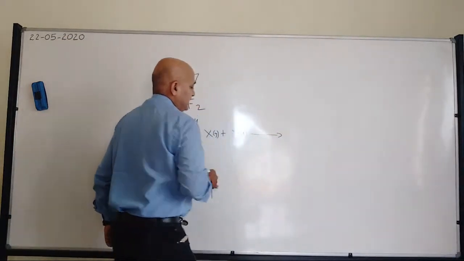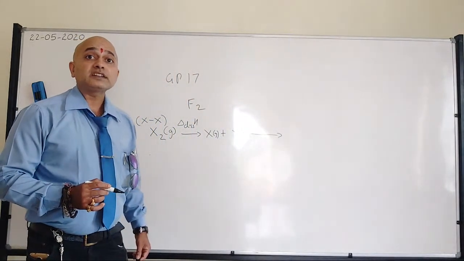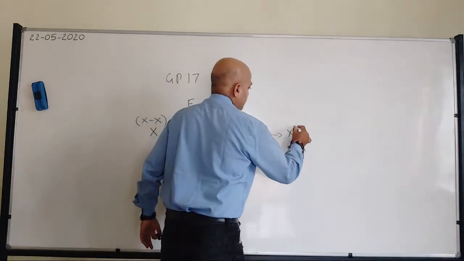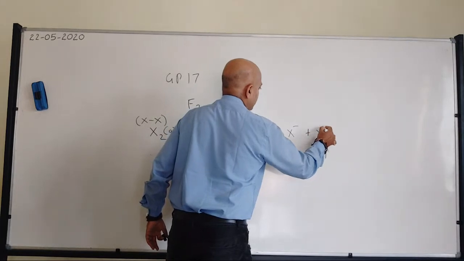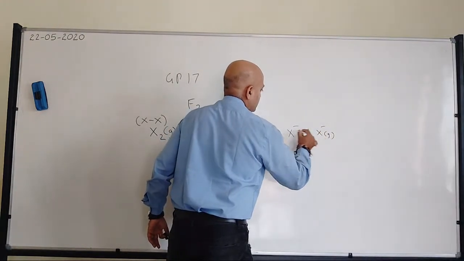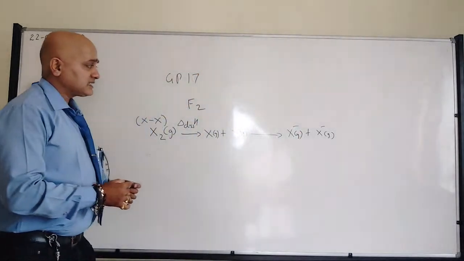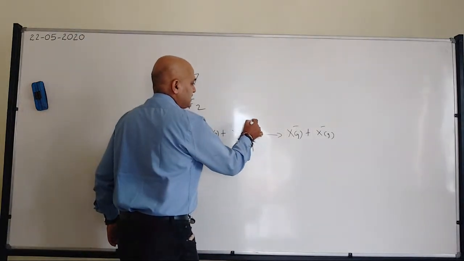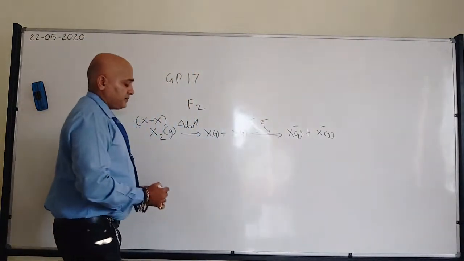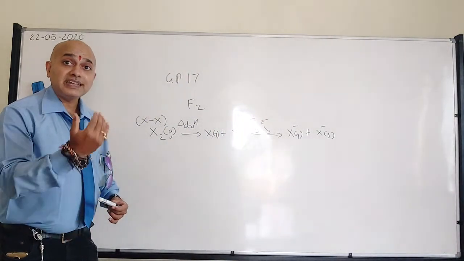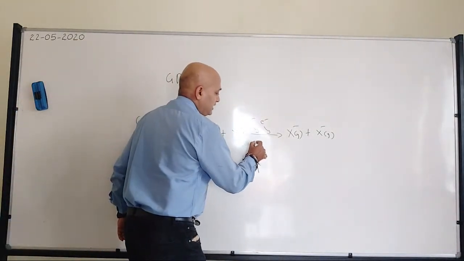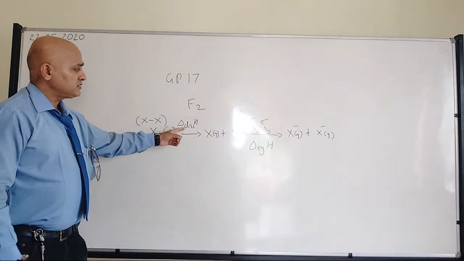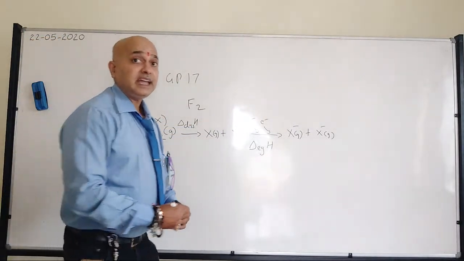Next, they are going to accept the electron. That's where we have X minus and X minus. They have accepted the electron, so each atom with one electron. Now this will be called electron gain enthalpy. This is nothing but electron gain enthalpy. So that's where we have bond dissociation enthalpy, electron gain enthalpy.